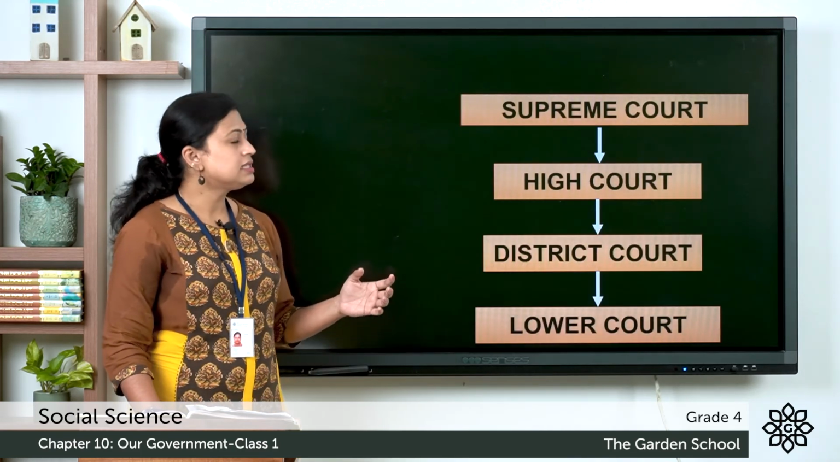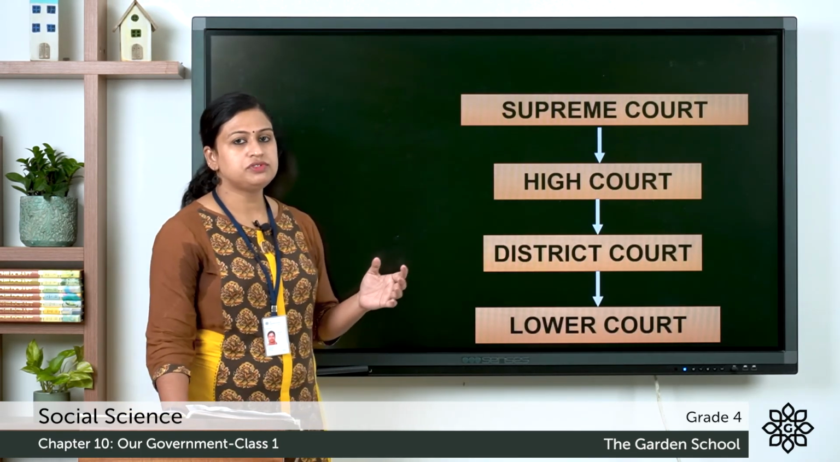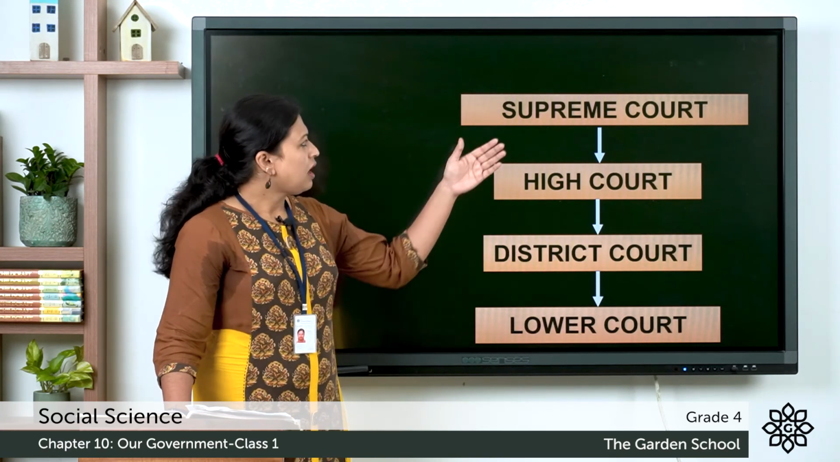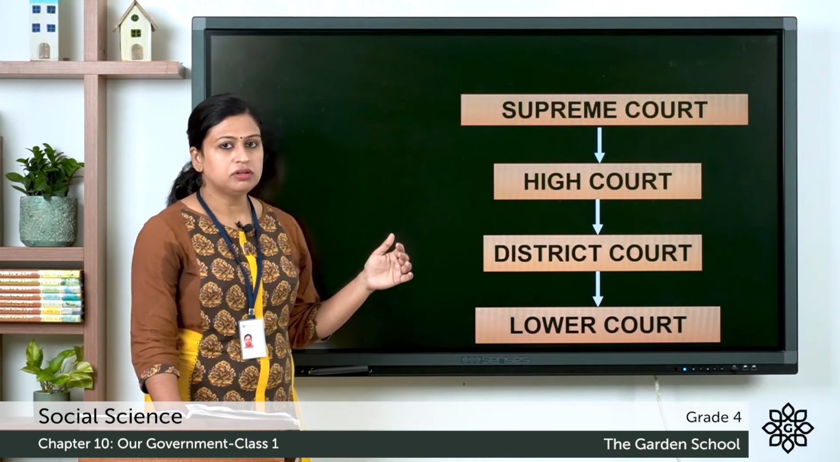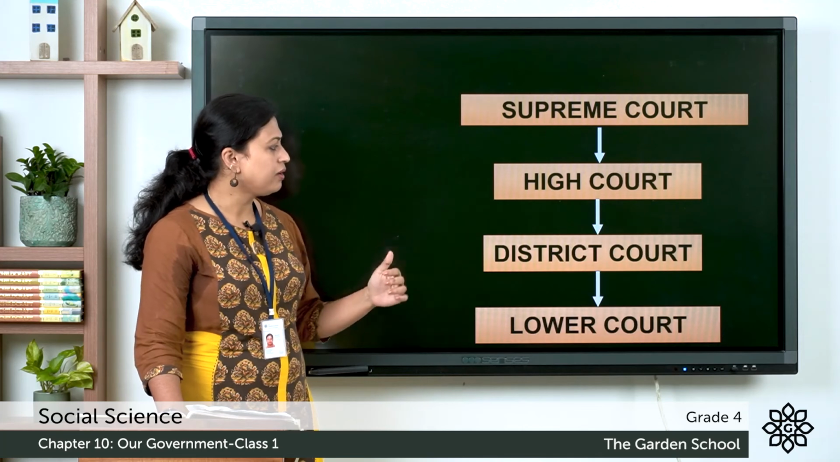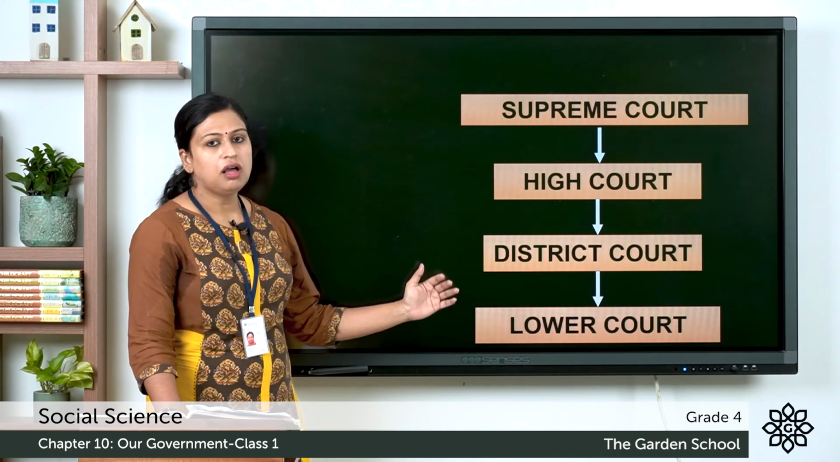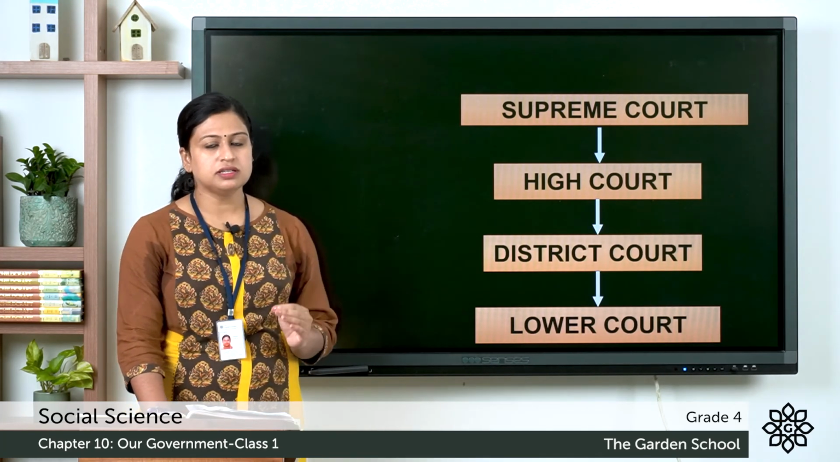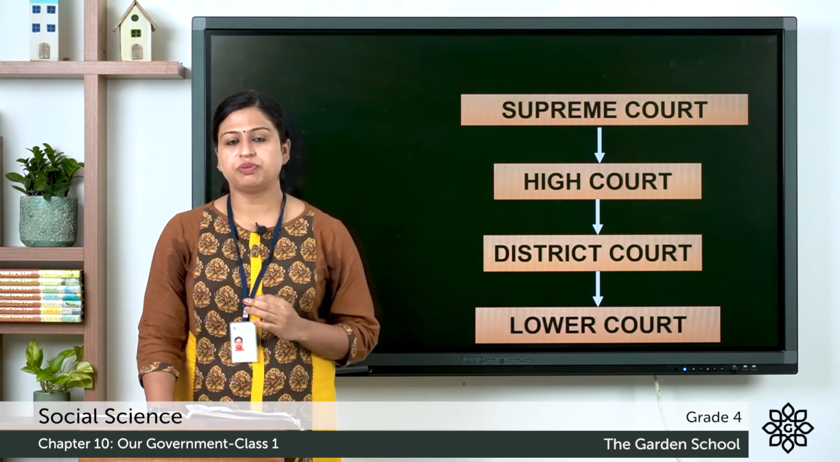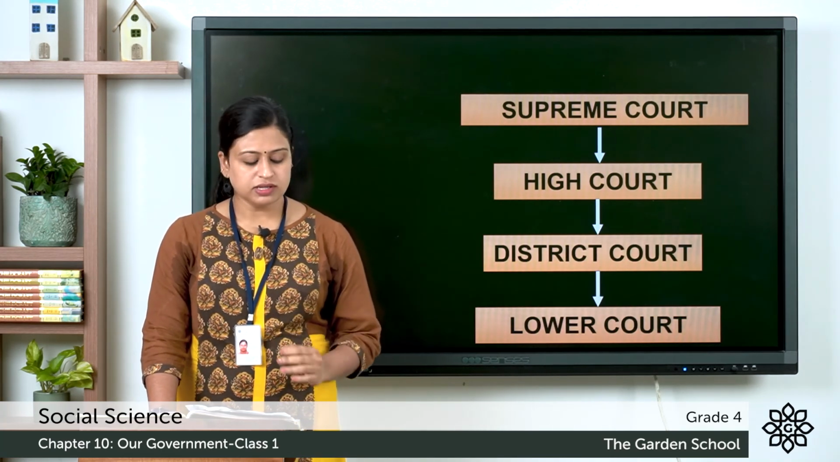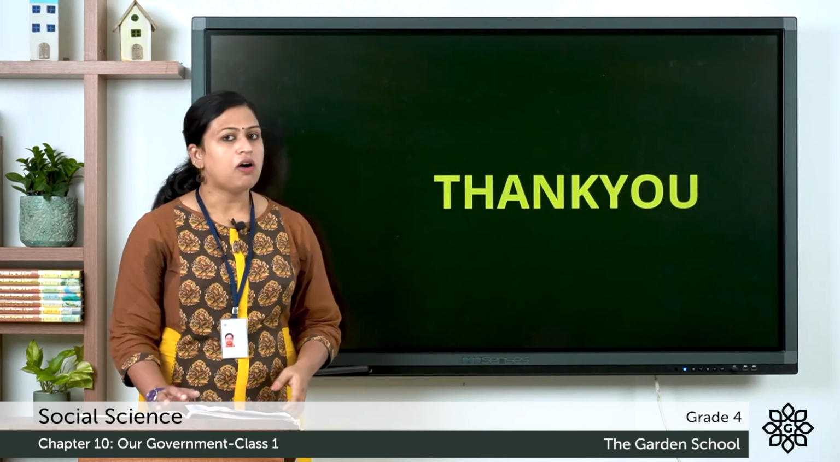Now, this is the basic structure of judiciary organ. At the top is the Supreme Court, then under it comes the High Court, District Court and the lower court. So Chief Justice is the head of the Supreme Court. So this was about the judiciary organ.